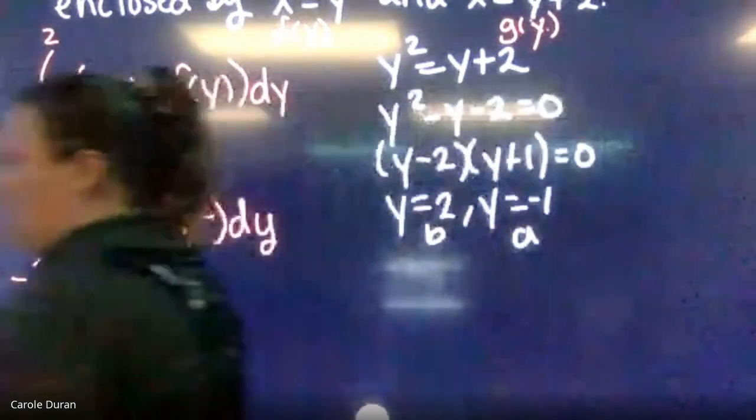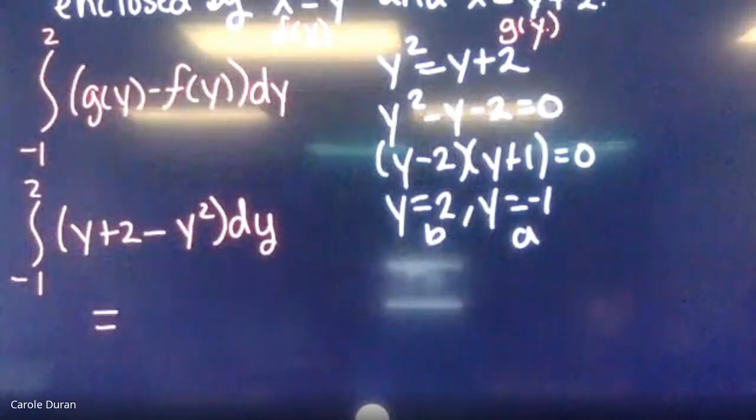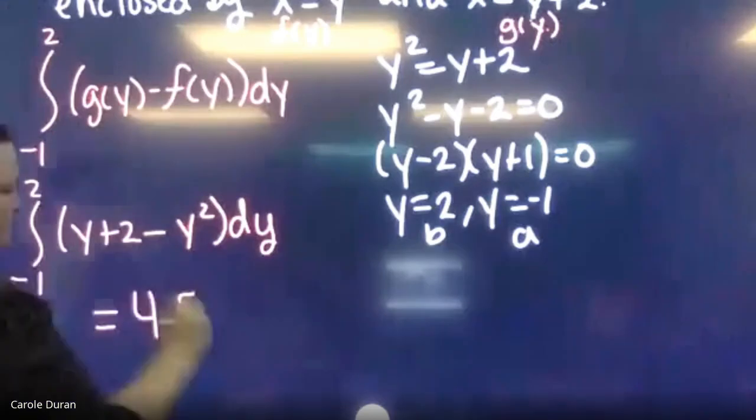You can't put y, so it's just x. It's just a variable. And you should get 4.5. 9/2 is the same as 4.5.